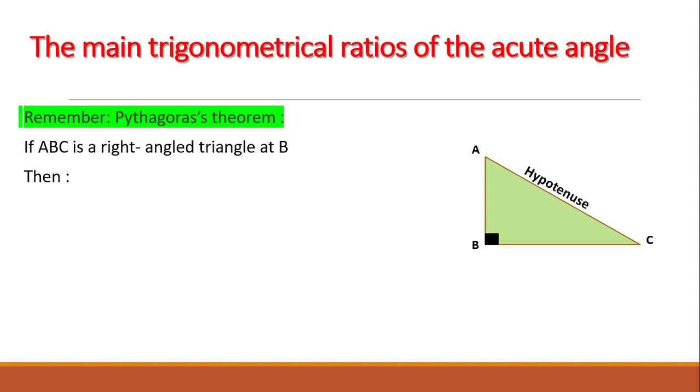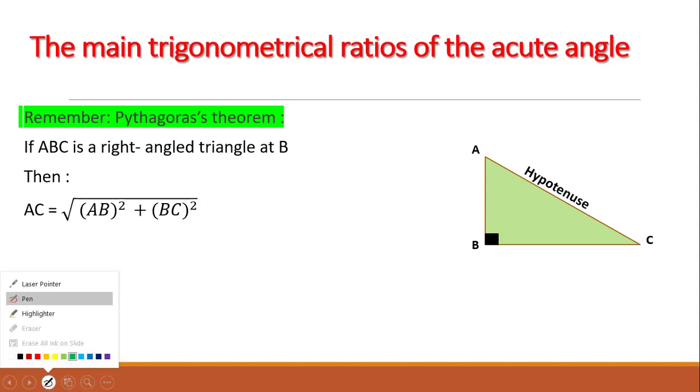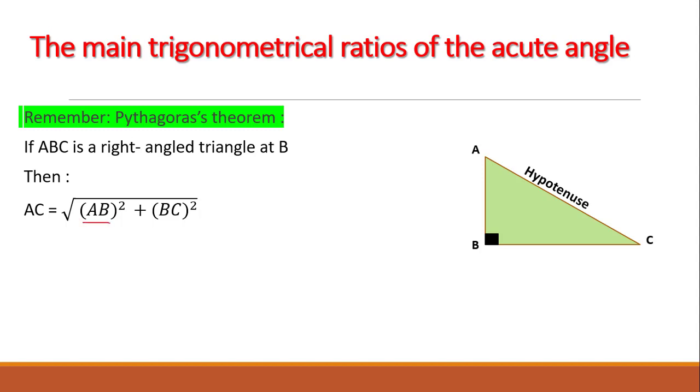If you want to get the hypotenuse, what should we do? I'll take the square root of the summation of the squares of the two sides. So if I want the hypotenuse, here it is AC. If you want to get AC, you will take the square root of AB power 2 plus BC power 2. Okay? The hypotenuse is the longest side in a right angle triangle.